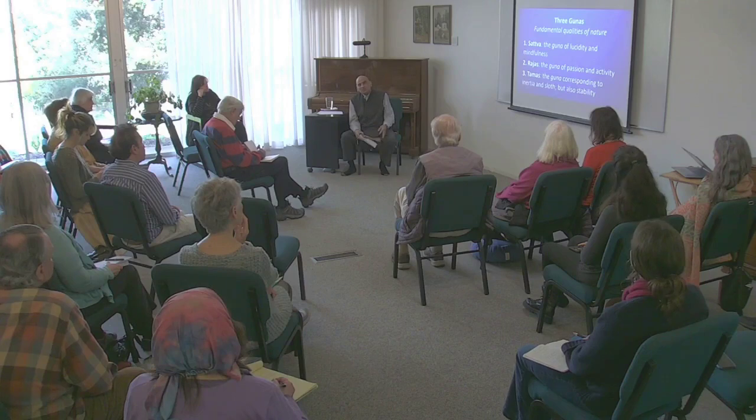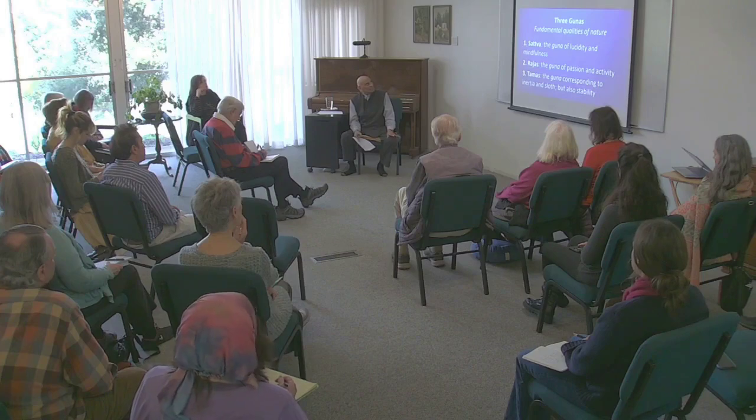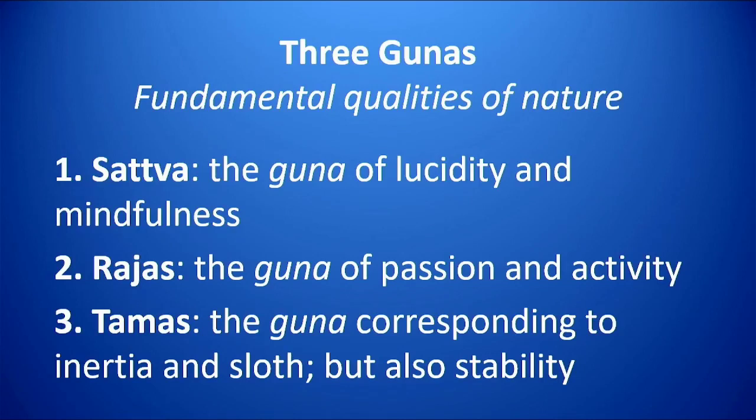So the three gunas, the word guna was used earlier, so I'm just bringing this again here. These are the three qualities of nature. Sattva, the guna of lucidity and mindfulness. Rajas, the guna of passion and activity. Tamas, the guna corresponding to inertia and sloth. But here I have to remind you, everything, especially in the Indian context, always has some contradictory aspect to this.